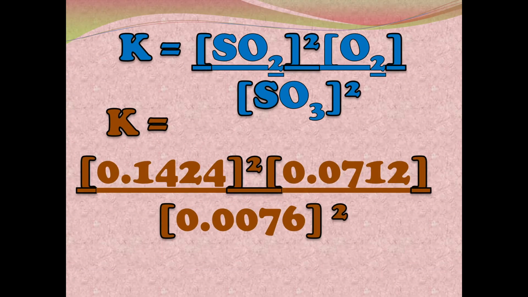So my K value is SO2 squared times O2 divided by SO3 squared. So 0.1424 squared times 0.0712 divided by 0.0076 squared. And my K value is 25.